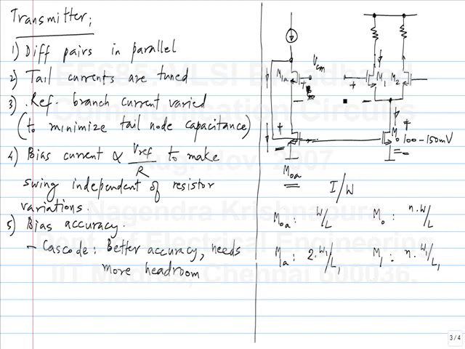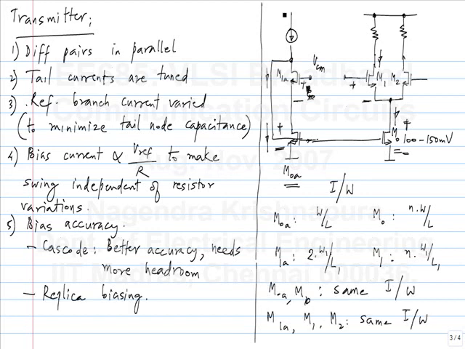And this is known as replica biasing. That is, in the bias branch you use the replica of the actual circuit so that the bias conditions are replicated. So if this current is I0 by N, a current I0 will flow here. In absence of mismatch, this mirroring will be perfect. Okay. What is the potential problem with this circuit?